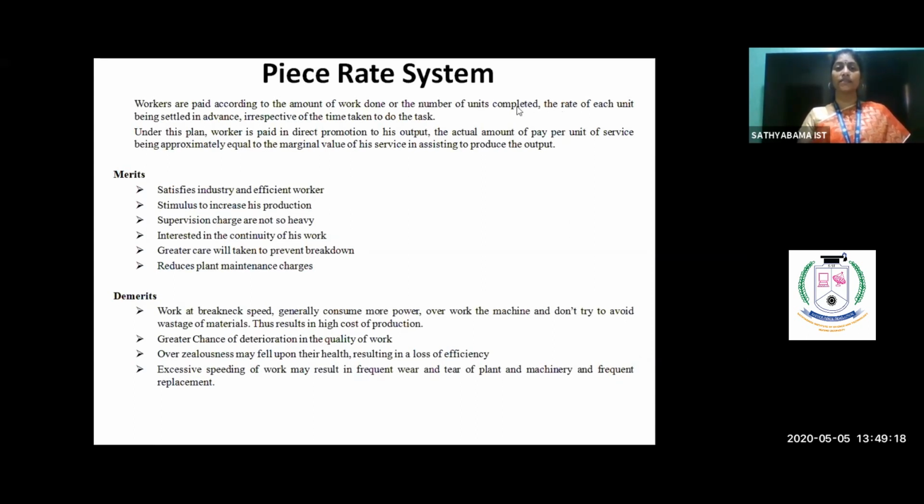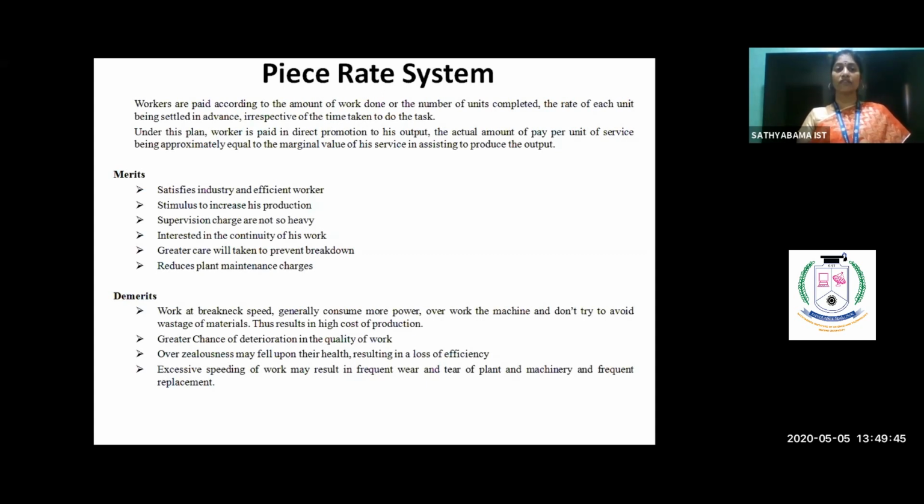Here is the piece rate system. Workers are paid according to the number of units they have completed or manufactured, so the amount of work done by the employees. The rate for each unit is settled in advance, irrespective of the time taken to complete the work. Under this plan, pay is directly connected with the number of units they are producing.